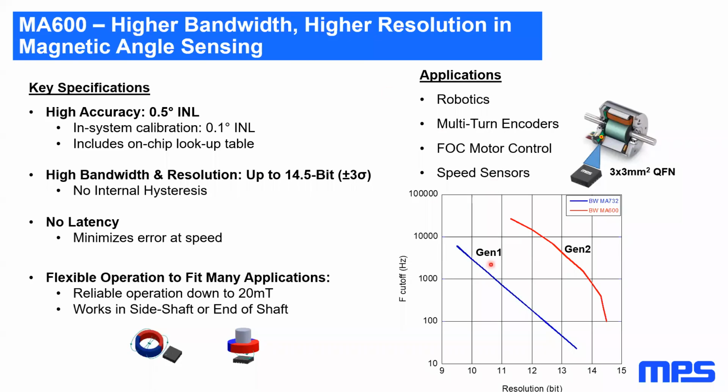Yeah, and then just to summarize, I showed this graph before. This is our old Gen 1, our MA732 or MA330 part. Our TMR Gen 2 parts are a significant increase. The entire graph is moved up and to the right. So for the same bandwidth, you get a much higher resolution. For the same resolution, you get a much higher bandwidth. 0.5 degrees of INL over the entire operating temperature, which you could get down to 0.1 with some calibration, up to 14.5 bits. And again, that's plus minus 3 sigma. No latency because of our latency compensation.